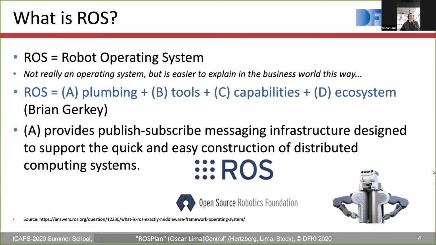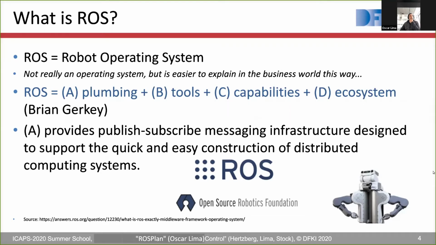So let's go with what are these letters. A is the plumbing. Plumbing here refers to all the code for providing you with a publish-subscribe infrastructure, so that you can easily create components that will communicate with each other throughout the system. But yeah, we will see the details later. So it provides all the plumbing.